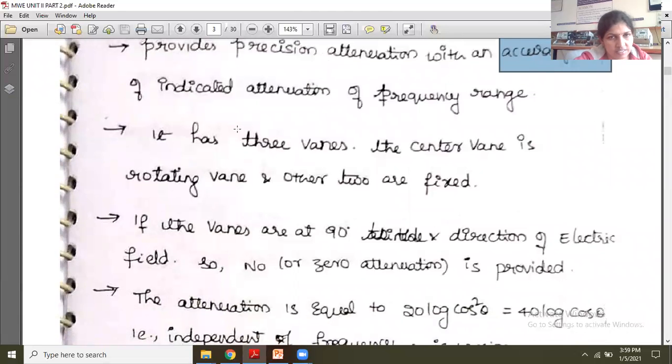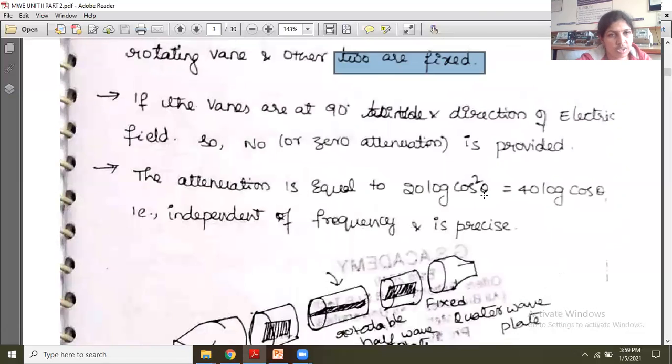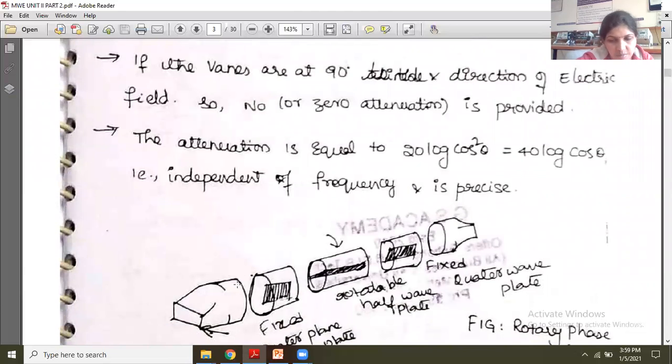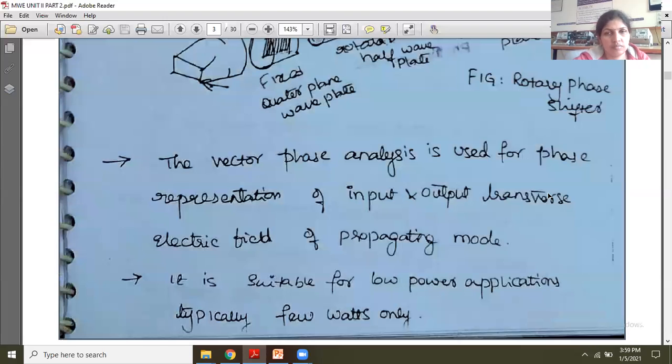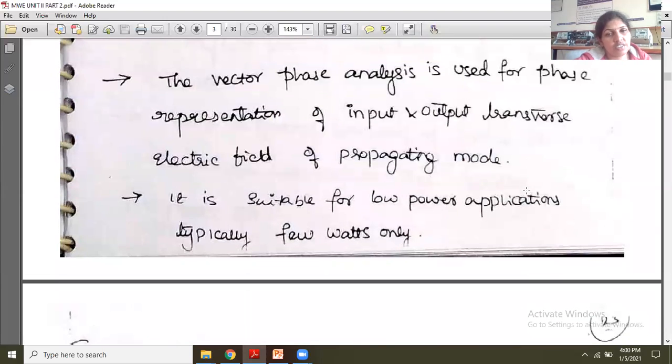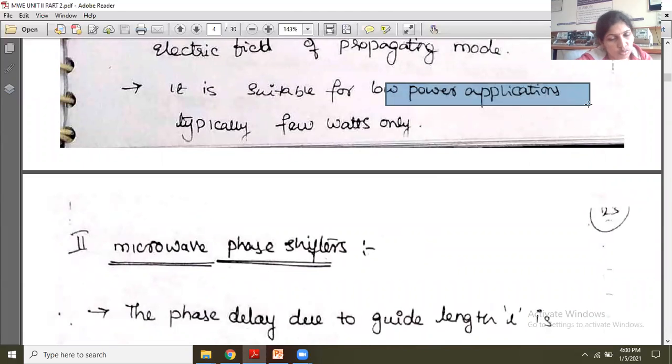Now it will have three vanes: the center vane and the edge vanes. The other two vanes are fixed. The center vane is rotating. We can see the diagram here. These are the three vanes. This vane is fixed, similar to the pad but fixed. This vane is also fixed. But the vane in between is rotatable, so by the amount of rotation or the position of this pad, we can provide precision attenuation. It is a rotary attenuator. This rotary attenuator is suitable for low power applications only.